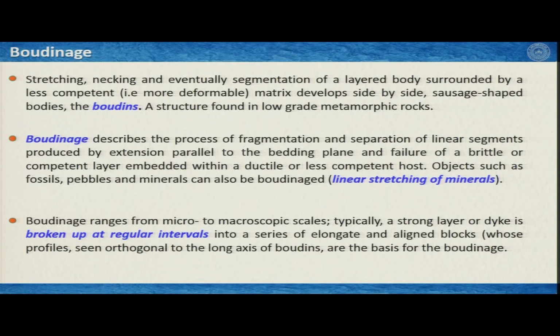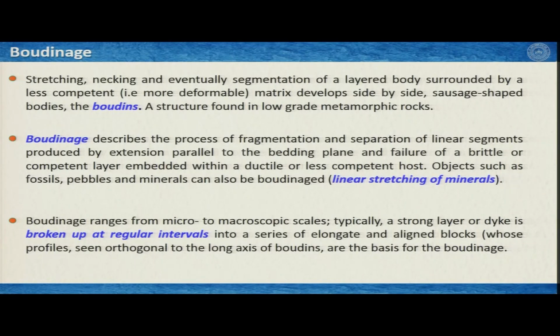And this is a structure, the boudins you generally expect in low grade metamorphic rocks, or boudins generally do form during low grade metamorphism of the rocks. Now, boudinage, as we have understood so far, describes the processes of fragmentation and separation of linear segments produced by extension parallel to the bedding plane and the failure of a brittle or competent layer which is embedded within a ductile or less competent host.